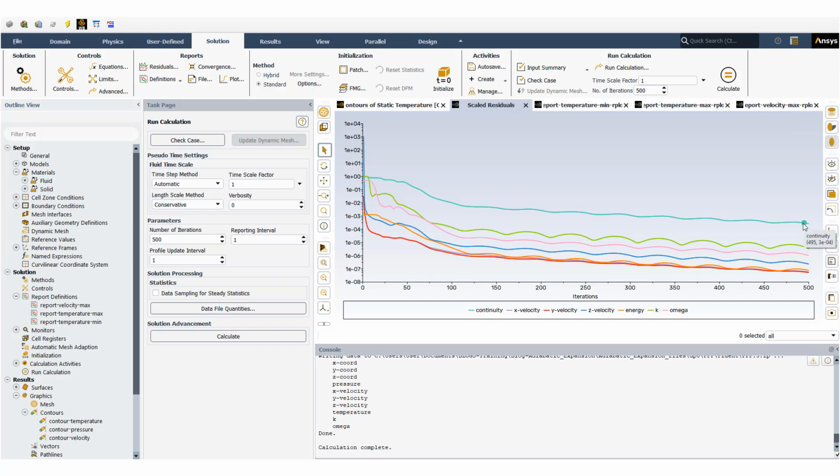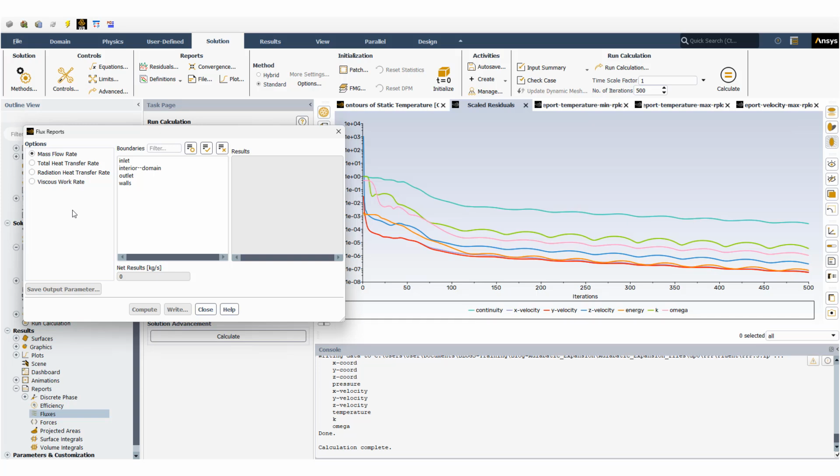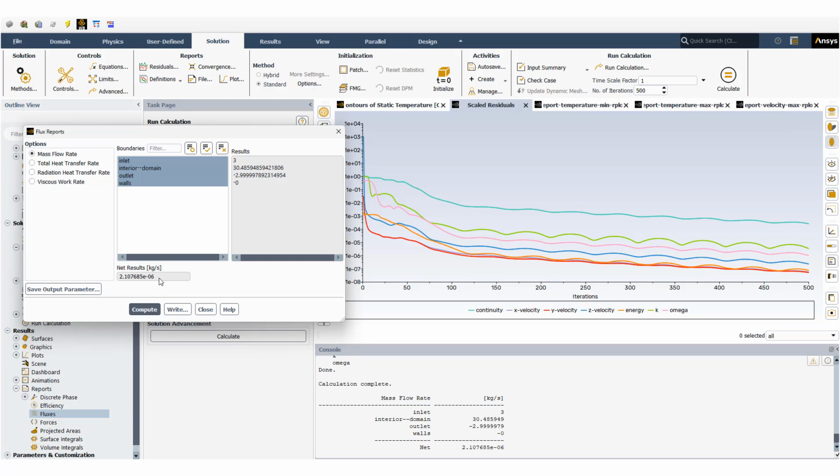Not very low residuals, but let's check the mass flux and also heat transfer rate. For mass flux, choose everything and compute. Pretty small net results. And if we check the total heat transfer rate, again it is this value. And you can see that this is only from the inlet and outlet, because everywhere else at the walls it is an insulated wall.